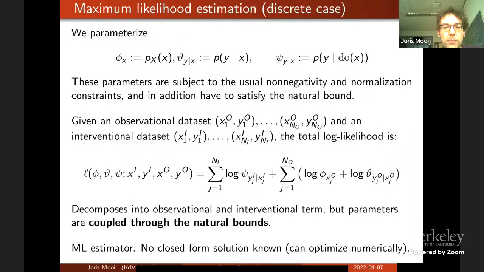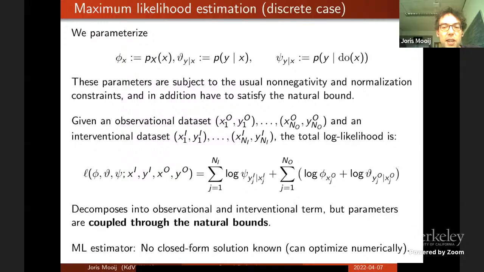Now, how can we estimate the causal effect from data? Well, we can do maximum likelihood estimation in this case, also from combined data. So let us first choose a parameterization. We can choose these parameters, the phi and the theta parameters, for the observational distribution, and the psi parameters for the interventional distributions. They are, of course, subject to non-negativity and normalization constraints. But in addition, they have to satisfy this natural bound, as we just saw.